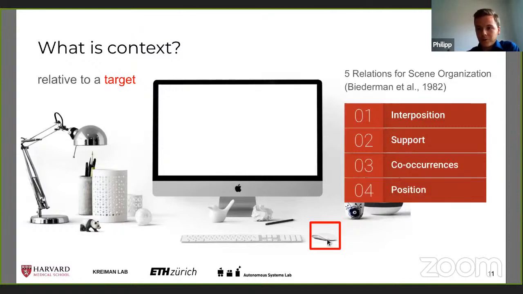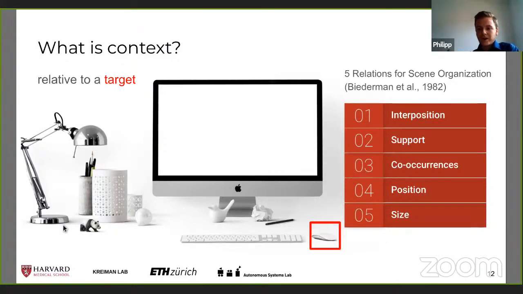Then we have positions. Here we assume that objects do have one or several typical positions. For instance, the computer mouse again is located next to the keyboard, below the monitor, much rather than maybe over here. And finally, we also have size. And here we should think about relative size relations in particular. So the computer mouse is much smaller than the monitor, that kind of size relation.